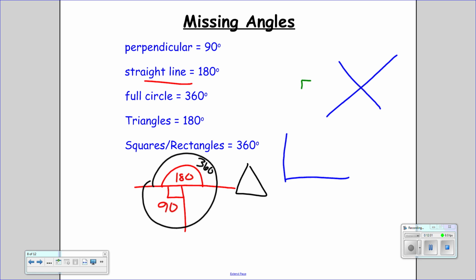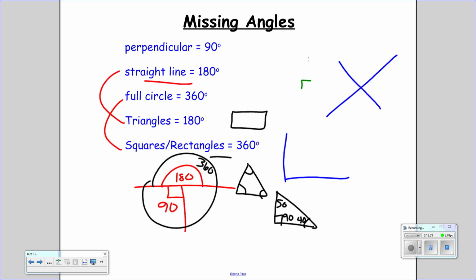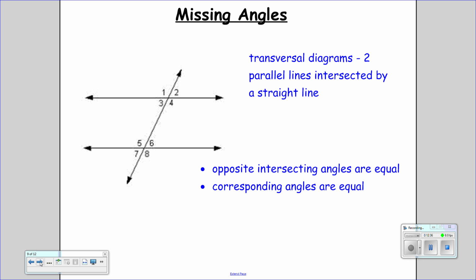All triangles, all the angles of 3 triangles add up to be 180. And that's particularly powerful if you have right triangles that look like this, where this one is 90. Okay, right triangle. If you know this one, let's say that one is 40, that means this one needs to be 50. And squares and rectangles, the 4 angles together add up to 360. All right, so straight lines and triangles have the same. Full circles and squares have the same. Helps us when we're finding missing angles.